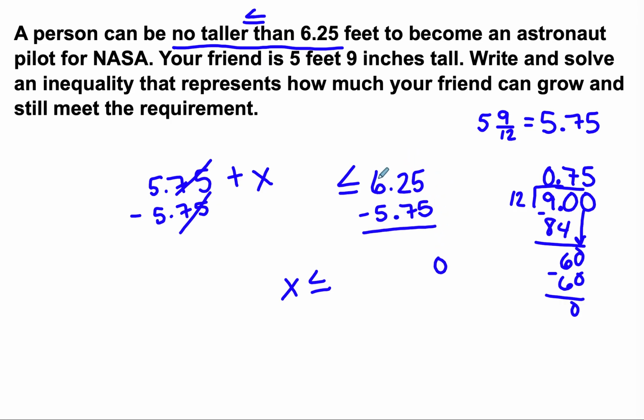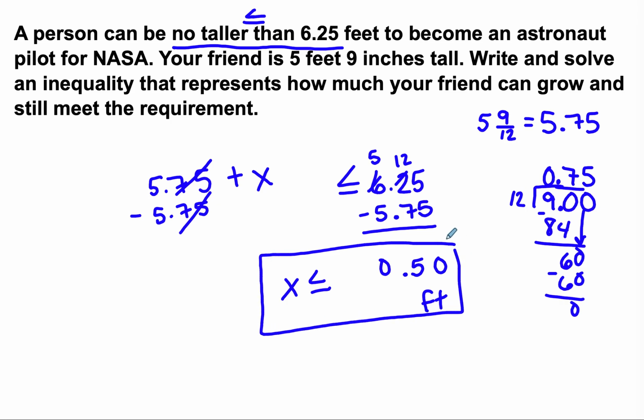2 minus 7 takes us to the negative, so we're going to borrow. This is going to be a 5. This will now be a 12. 12 minus 7 is 5. 5 minus 5 is 0. X is less than or equal to 50 hundredths feet. That's 1/2 of a foot. And if you really wanted to get fancy and change it into 6 inches, you certainly could. But x is less than or equal to 1/2 of a foot.